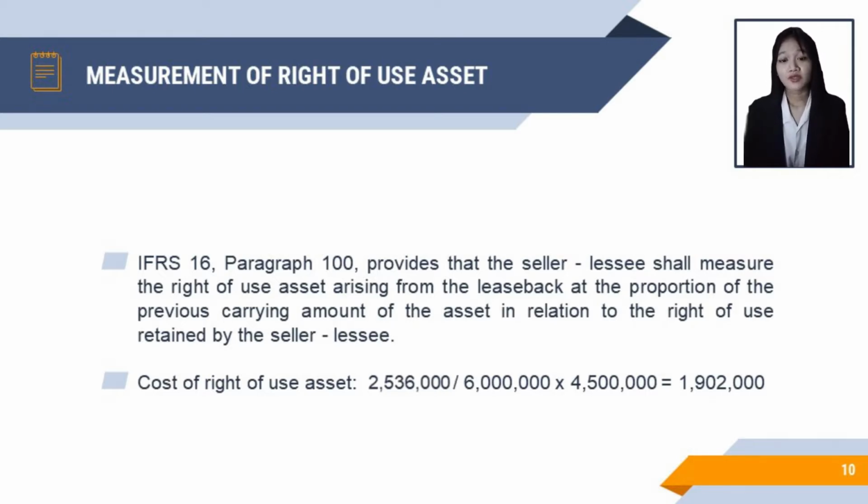So again, the computation is 2,536,000 pesos lease liability, or present value, divided by your 6 million sale price. Then you multiply it by the carrying amount of 4.5 million to get the final answer of 1,902,000 pesos. That is our cost of the right of use asset.